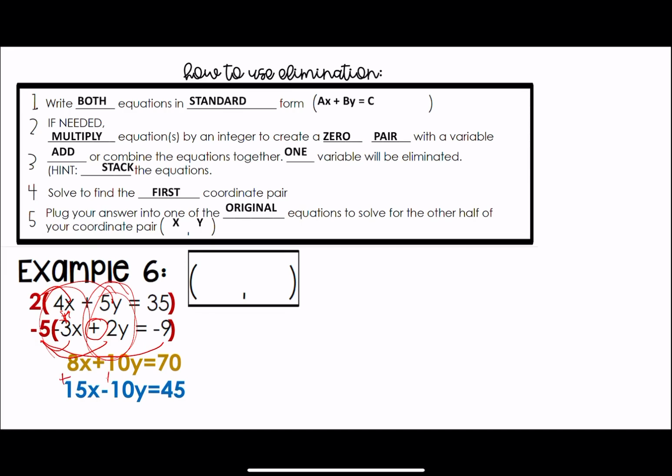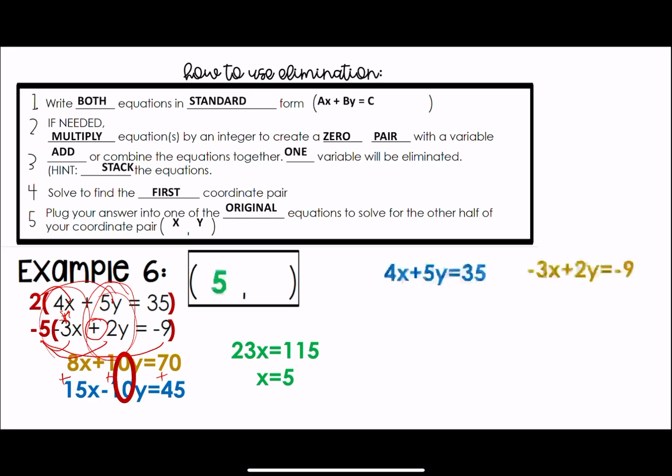Now that they're stacked, you can combine it all together, and that's where, by the way, the other name for elimination comes in, linear combination, because you're combining 2 lines. And you're going to get a zero pair right here. And you get 23x equals 115. And your brain just went, I don't know what that is. Guys, you get to use a calculator. So pull out your calculator, do 115 divided by 23, and you get x equals 5. It's your x value. Take that, plug it in, and find your y value.